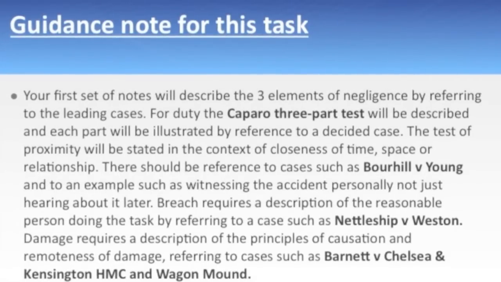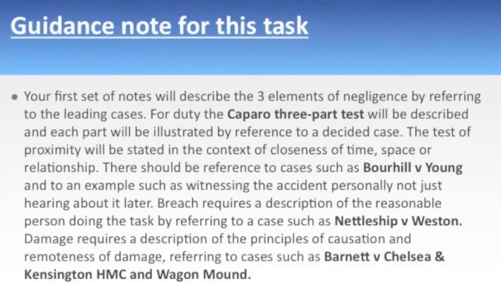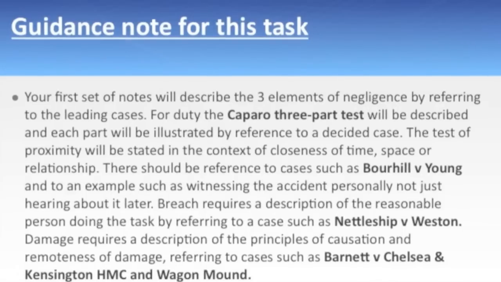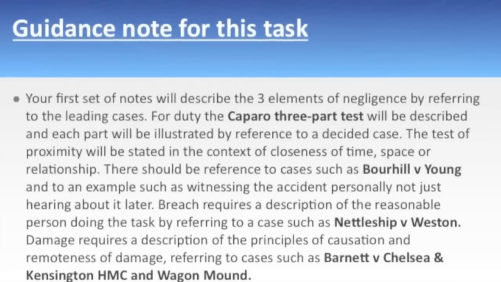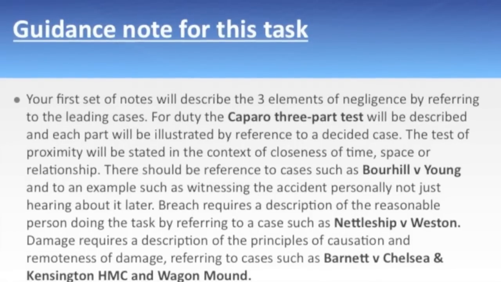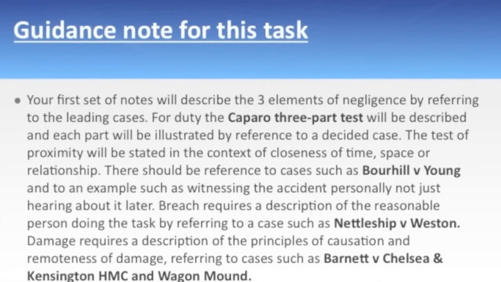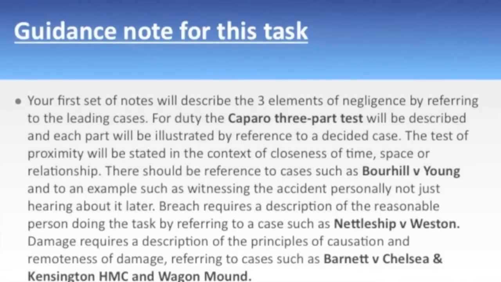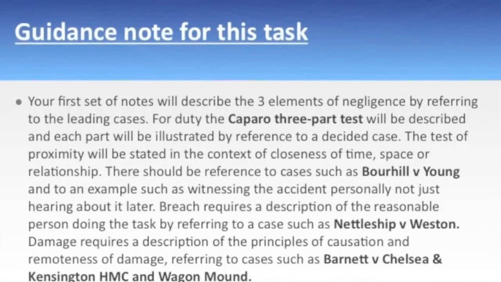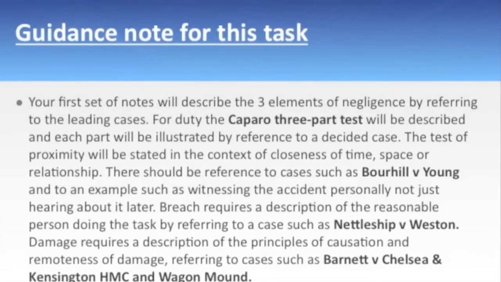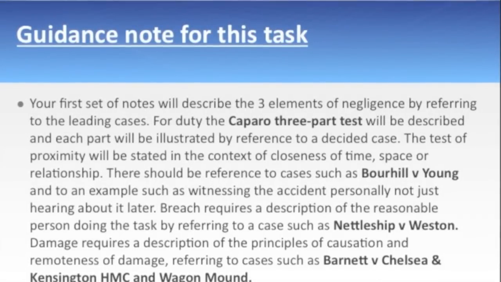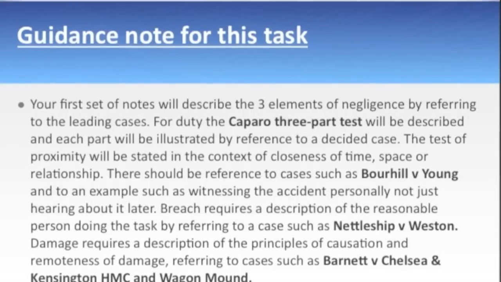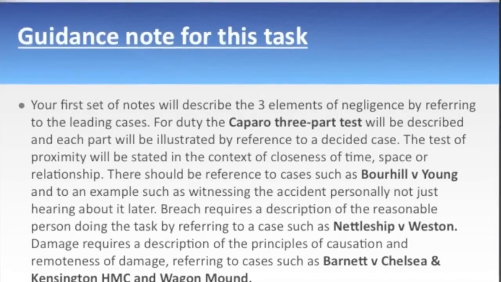Okay, so the guidance notes for this task. You describe the three elements of negligence. You make sure you refer to leading cases. Caparo is one of the leading cases and it has a three-part test. And you need to describe each part of the three-part test with reference to decided cases. The test of proximity needs to be stated in the context of closeness of time, space, or relationship. Make reference to cases such as Bourhill versus Young.